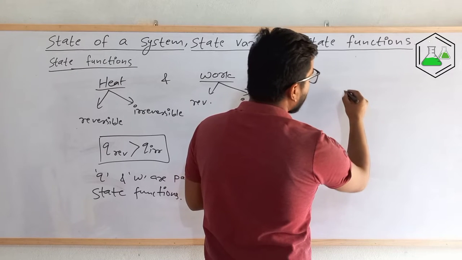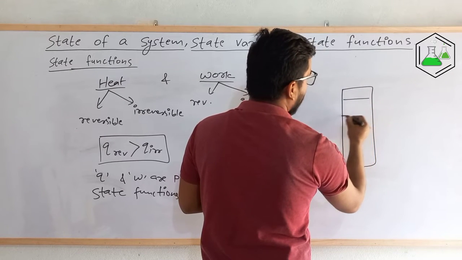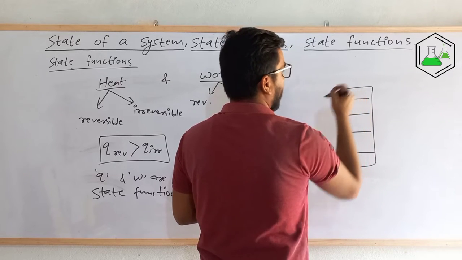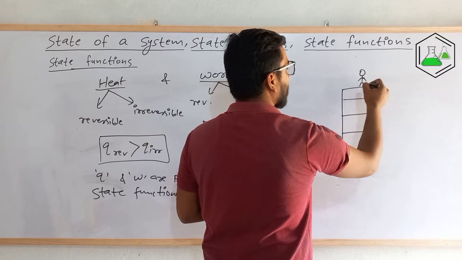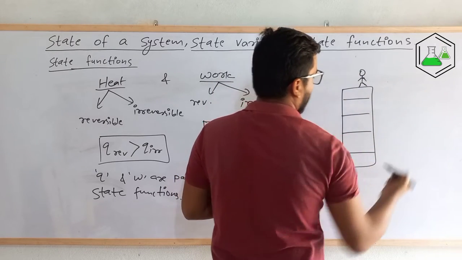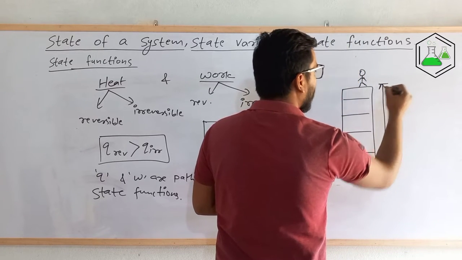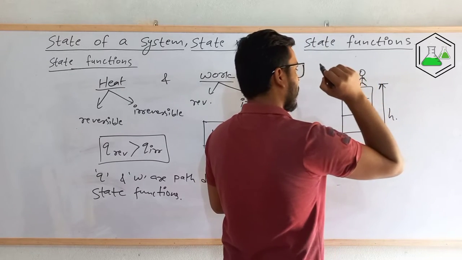Suppose there is a five-storied building. This is a building of five stories, 1, 2, 3, 4, and 5. There is a person on the top of the building. He is seeing downwards, okay? Now, tell me one thing. Will the height of this building ever change? No, it is constant, okay?